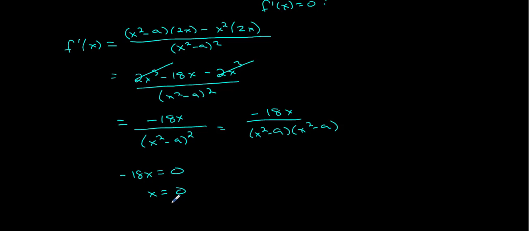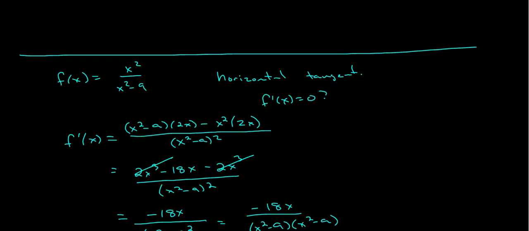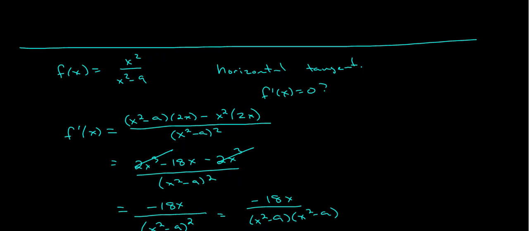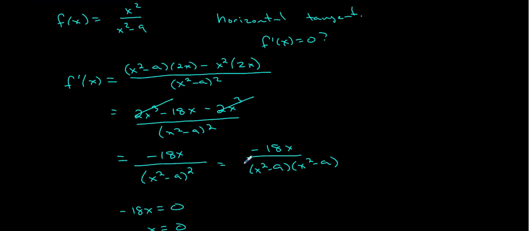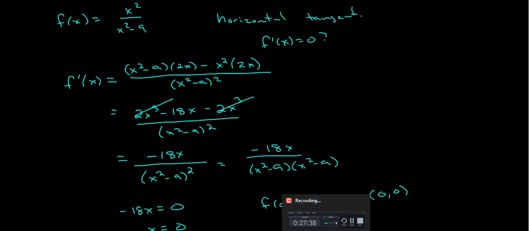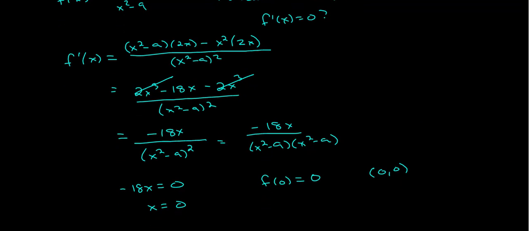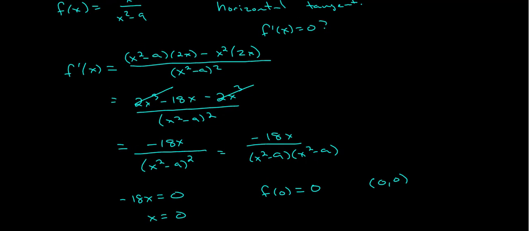So when x equals 0, we have that horizontal tangent line. And obviously, if I ask for the point, we could plug 0 back in. And guess what? What's f of 0? That's 0 also. Okay. So it actually occurs at 0, 0. That horizontal tangent line occurs at 0, 0. Not too bad. Questions on that? We're good?